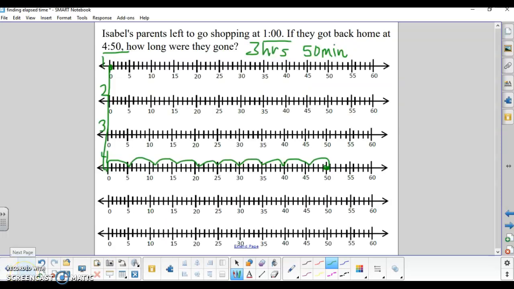All right, boys and girls, you're going to move on to your next slide, and you are going to try some on your own using your number line.